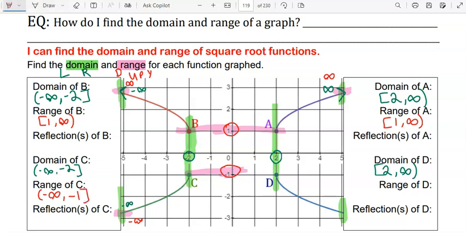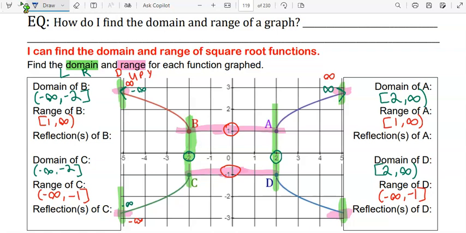And the range of D, down, up, y, the lowest still negative infinity, the highest the same as the range of C, -1. So the range of D is from negative infinity to -1. What kind of connections do you see here so far?